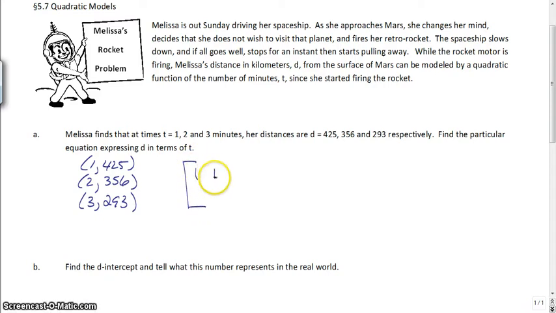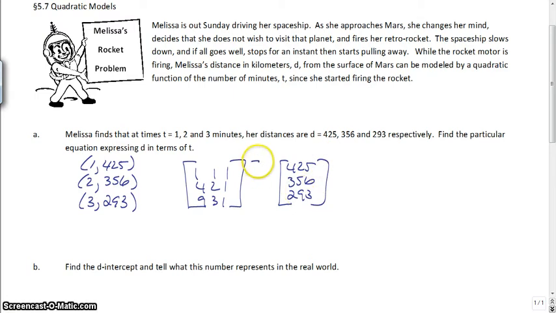Matrix A would be 1, 1, 1. The second row would be 4, 2, 1, and the third row would be 9, 3, 1. Matrix B would be your constants, 425, 356, and 293. And then obviously you would have your a, b, and c for matrix X.